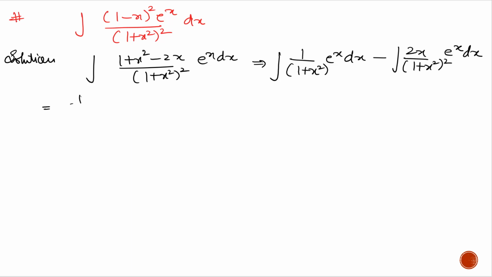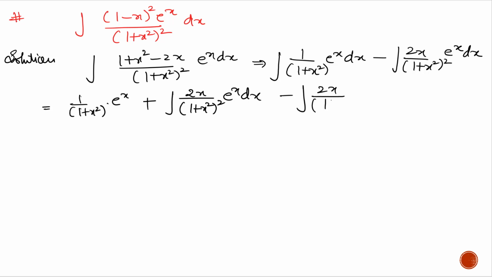In the first part we'll take 1 upon 1 plus x square as the first function and e raised to power x as second function. So first function as it is, integration second, minus derivative first is 2x divided by (1 plus x square) whole square and minus outside, and integration second is e raised to power x. After simplification, we will get the answer e raised to power x divided by 1 plus x square plus c.